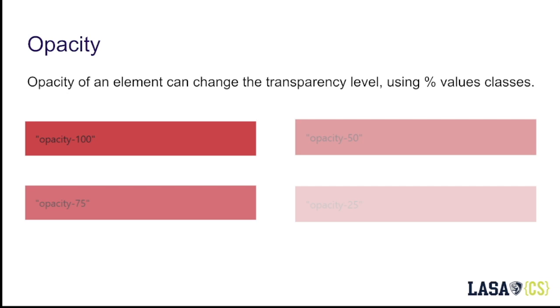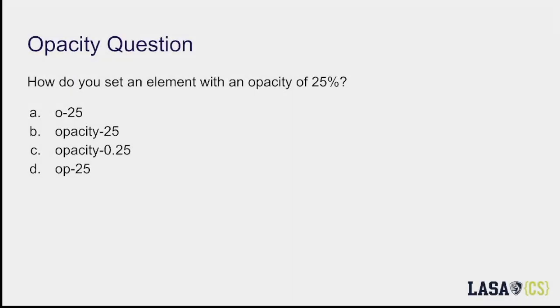Now, opacity. The opacity of an element can change the transparency level using percent value classes, such as opacity-100 or opacity-25. How do you set an element with an opacity of 25%? That's right. It's opacity-25.